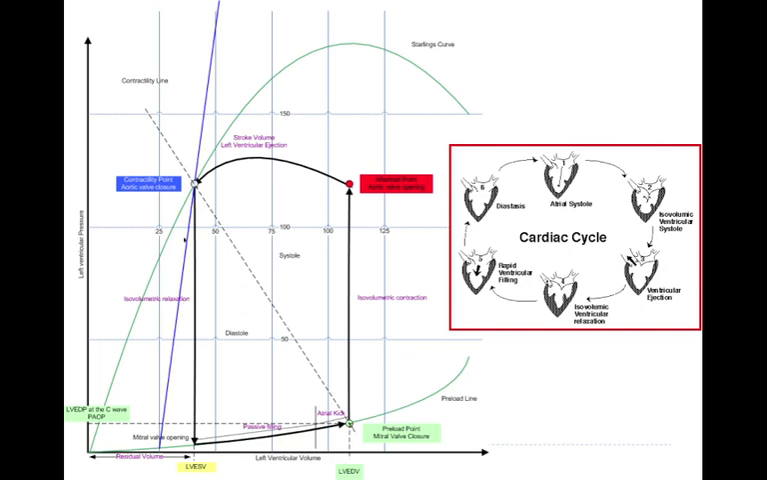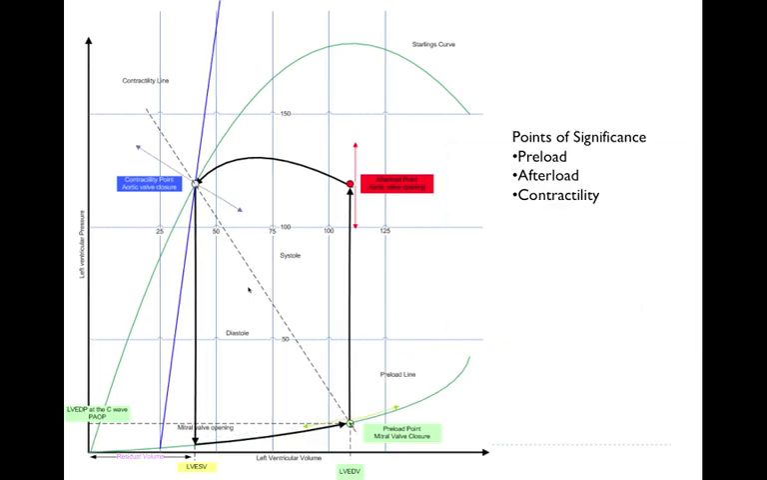Anywhere along this blue line would be a patient who would have unchanging contractility. So as long as this curve does not shift, this line would not. If that person reaches that line, it would be indicating to you that the patient's contractility is remaining unchanged. The next slide will show you not only the points of significance, but also how these points change.